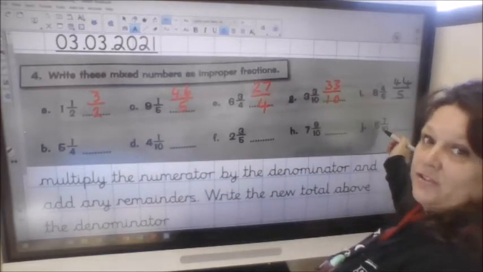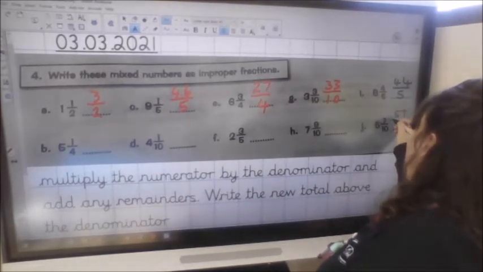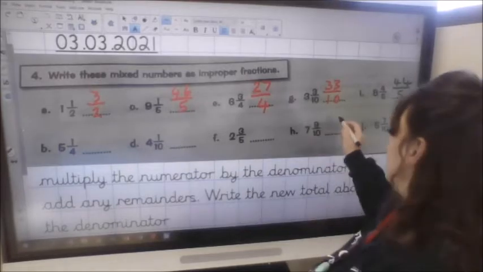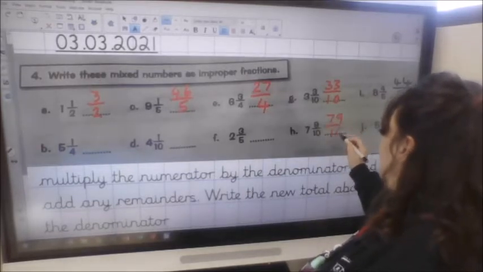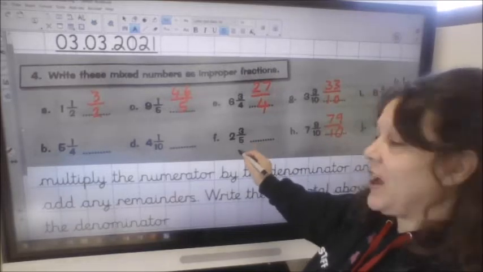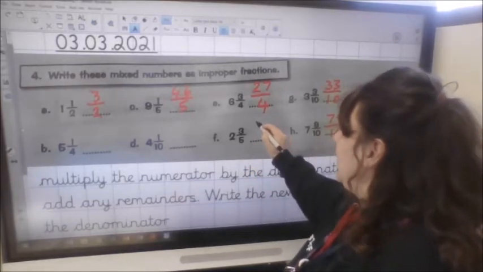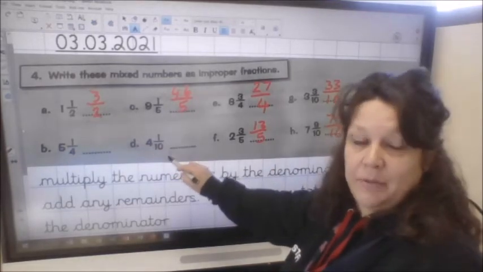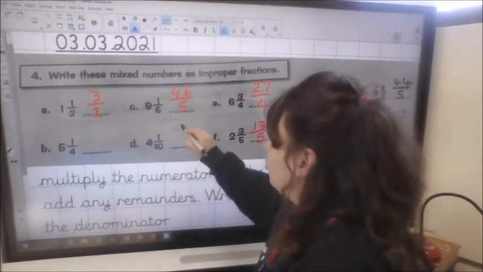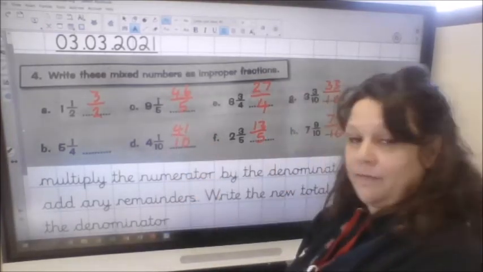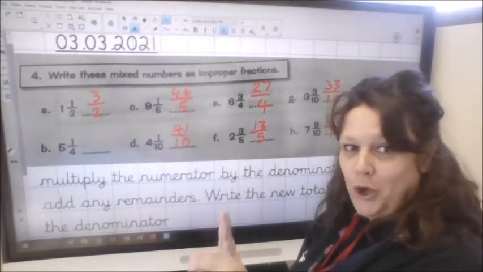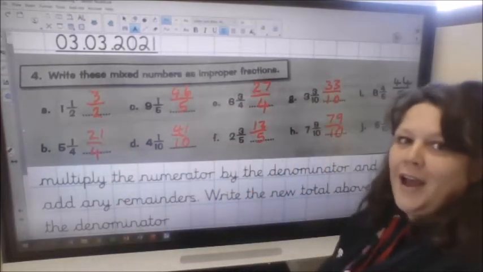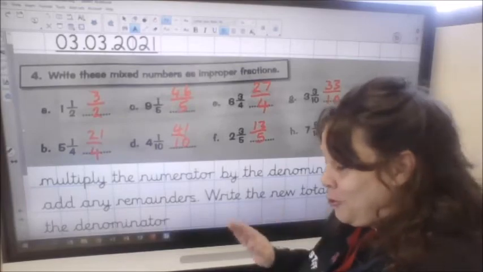5 tens are 50, plus 7, 57 over 10. And here, 7 times 10 is 70, plus 9. I've got 79 over 10. Here, 2 times 5 is 10, plus 3 is 13. So I've got 13 over 5. Here, 4 times 10 is 40, plus 1, 41. So I've got 41 over 10. And finally, 5 times 4 is 20, plus 1 is 21. So I've got 21 quarters, 21 over 4. Hopefully, you've got those all correct.